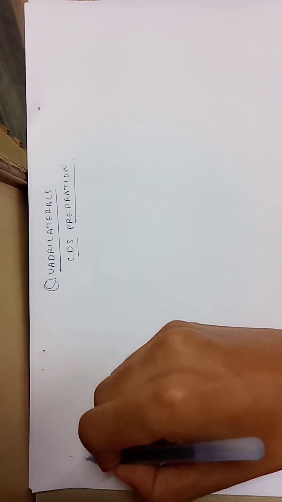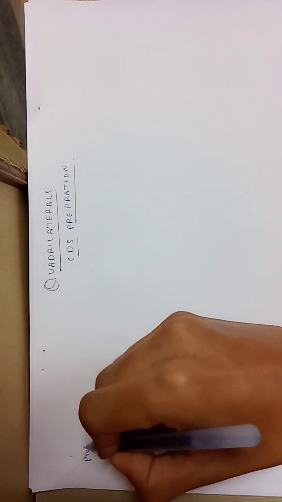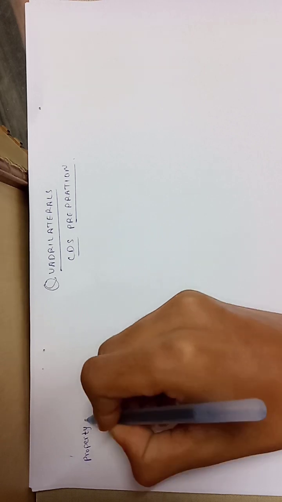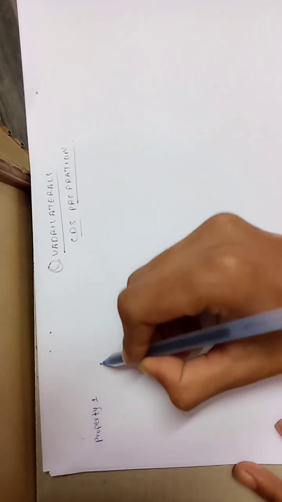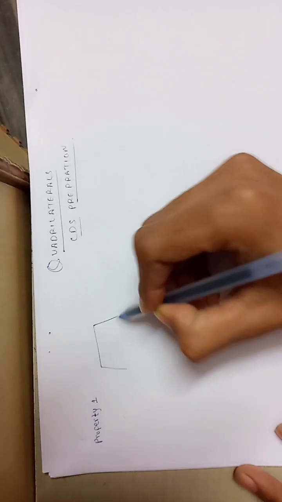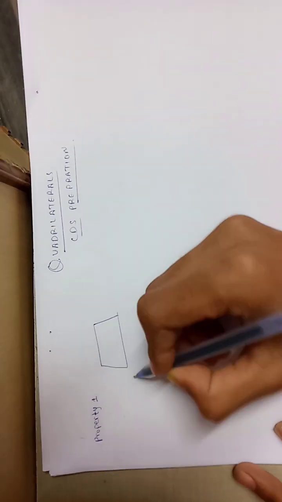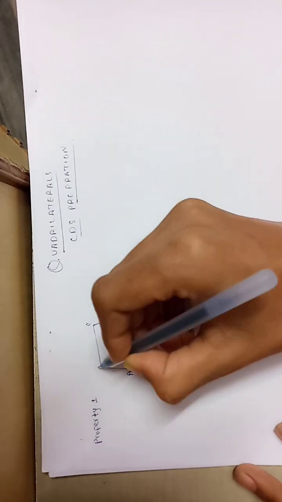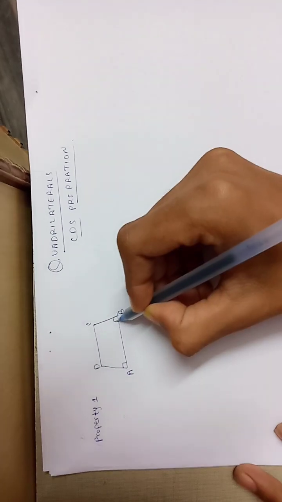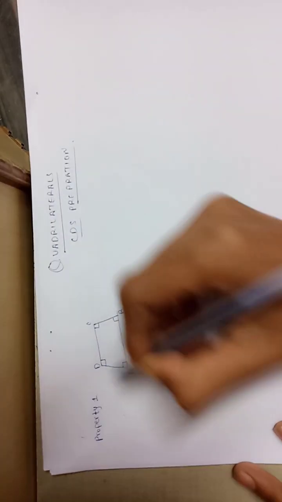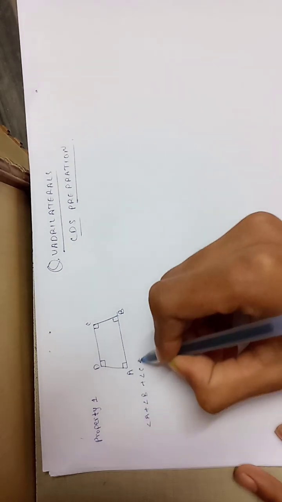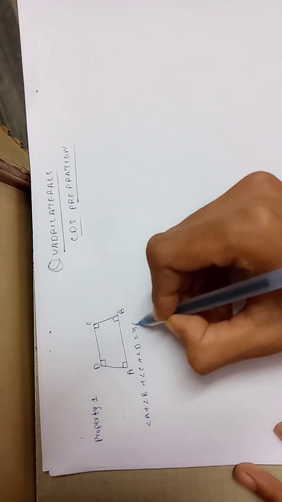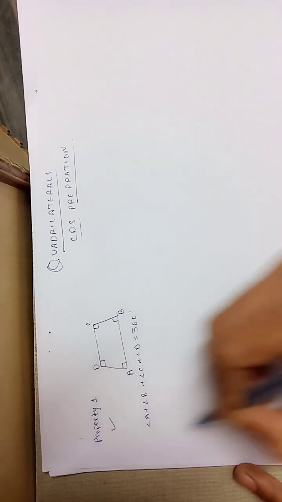First, property number 1. What is property number 1 of quadrilateral? This is a quadrilateral. If we name this quadrilateral ABCD, then angle A plus angle B plus angle C plus angle D will be equal to 360 degrees. This is property number 1.